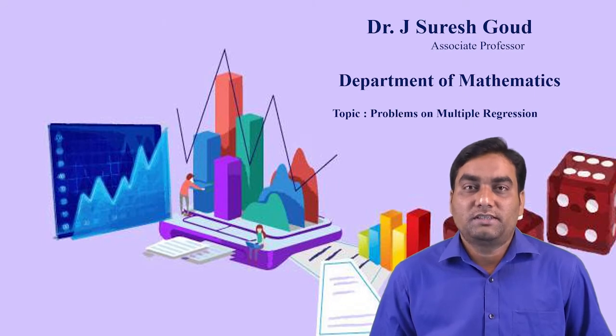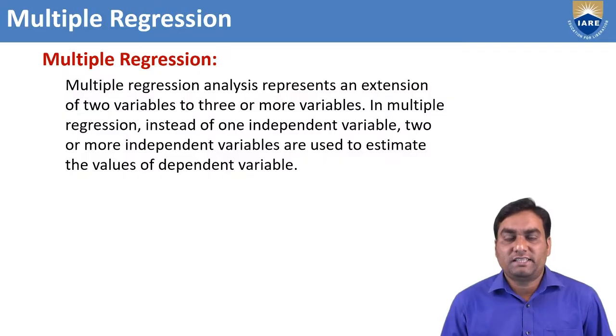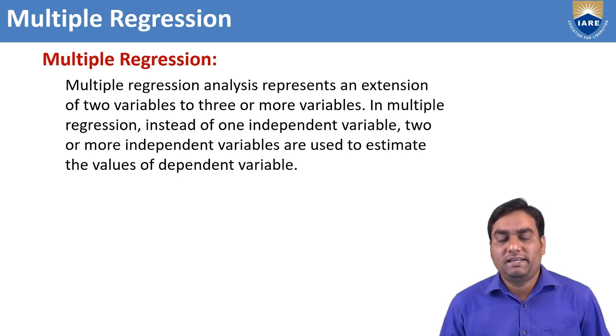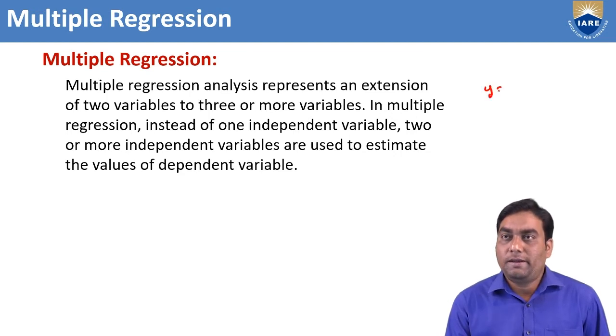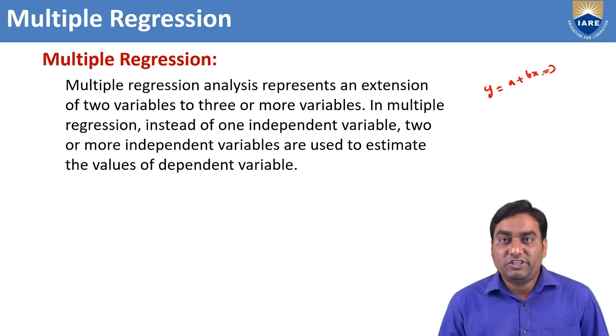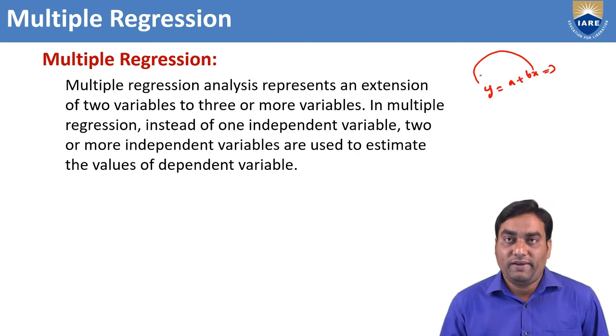Today we are going to discuss problems on multiple regression. What is meant by multiple regression? In the previous session, we discussed regression. Regression means a straight line which gives the relation between two variables. So y equal to a plus bx. This is a regression line which gives the relation between two variables x and y.